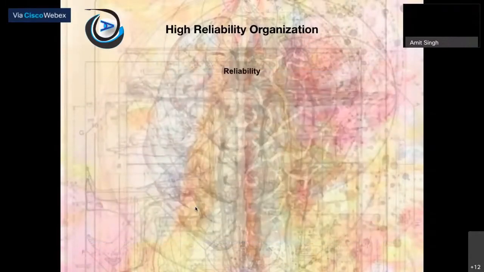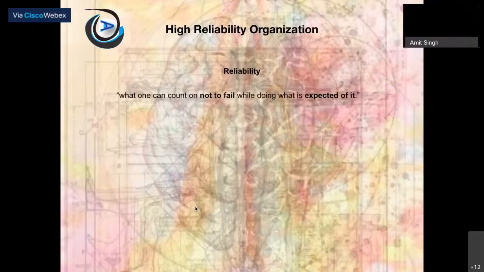So reliability, what one can count on not to fail, that is reliability, while doing what is expected of it. So are systems reliable? Are people reliable? What are we looking at? Systems or people? So the definition suggests three questions.